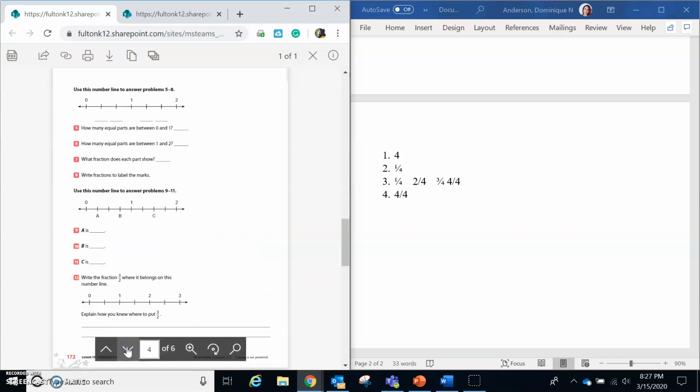Alright, use this number line to answer questions 5 through 8. So how many equal parts are between 0 and 1? So if I look, I'm going to count my equal parts: 1, 2, 3. So I have 3 equal parts.